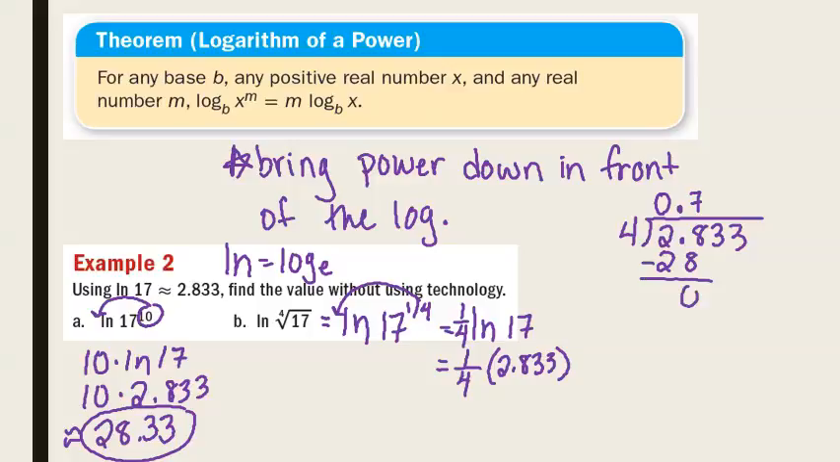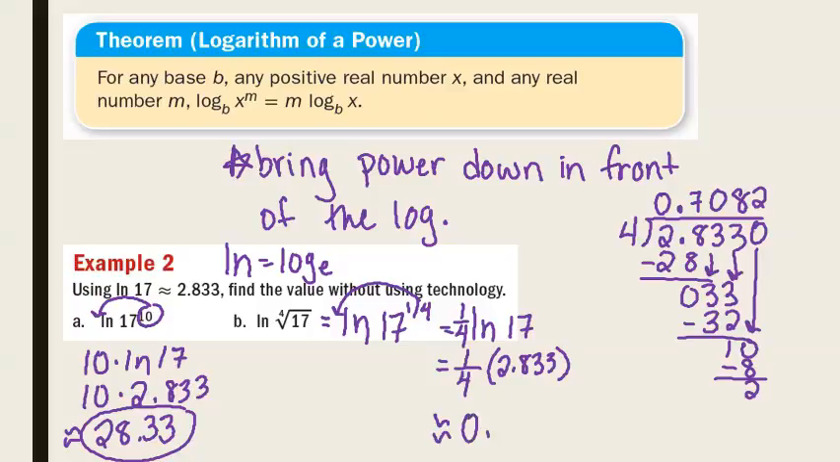So subtracting, we get 0. We bring down the 3. 4 cannot go into 3, so we put the 0 up. Bring down the next 3. 4 goes into 33 8 times. We get 32 with a remainder of 1. So we could keep going, but if I bring down a 0, I'm going to get 2, so we have 8. So I'm going to say that this is approximately 0.708.